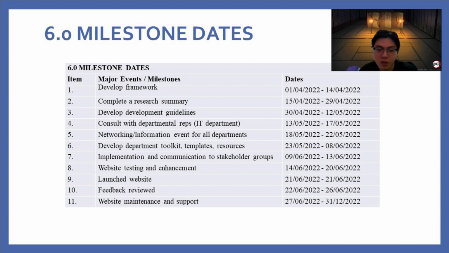Next, we move on to the networking or information event for all departments from 18th of May to 22nd of May. Next is the development department toolkit templates and resources, from 23rd of May to 8th of June. The next major event is the implementation and communication to the stakeholder groups, from the 9th of June until the 13th of June.